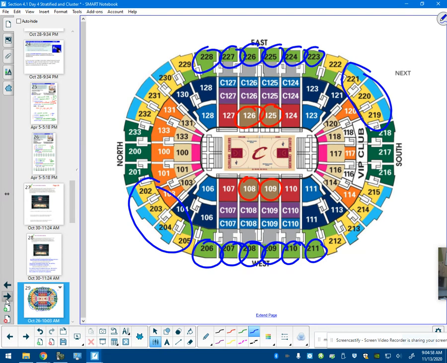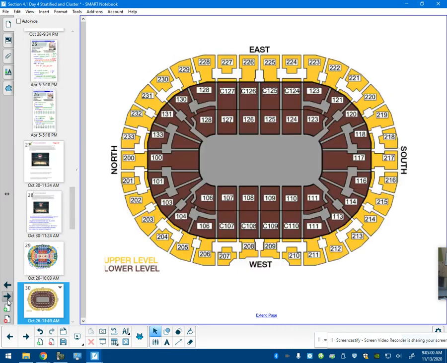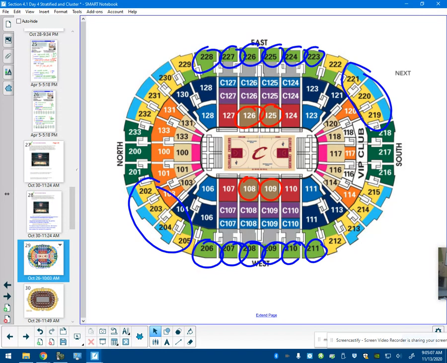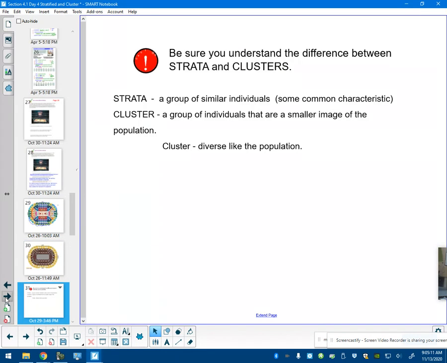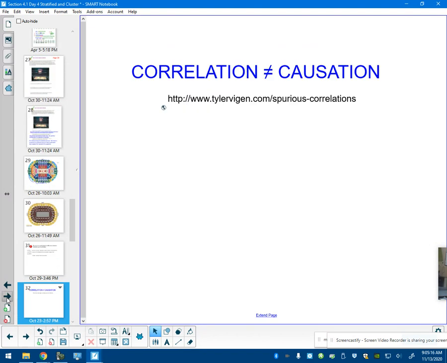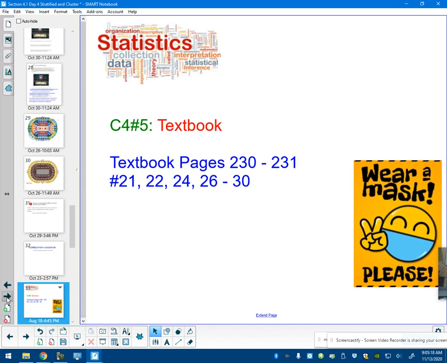So that's what that question on the back is about, but that's all we're going to say about that right now. I think this is the Browns Stadium, and this was the Cavs, because there's a C in the middle. All right, so just remember the difference between cluster and stratify somehow.